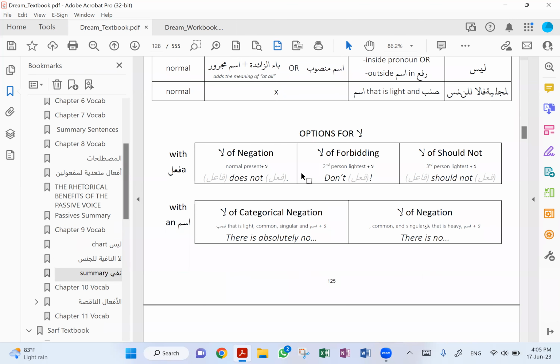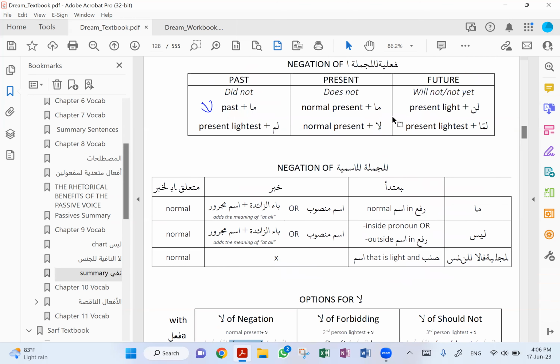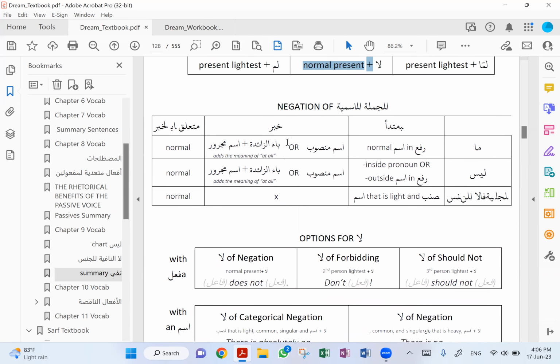So options for la, you can either use it for negation, which is kind of what we are doing right now, just a simple negation. Then you have, but this is with a fa'al. When you have a fa'al, it just means does not. Lam plus a present tense means he does not. We've seen it here when we're negating present. This la, lam plus a present, means just he does not.